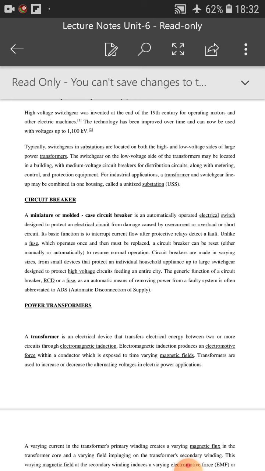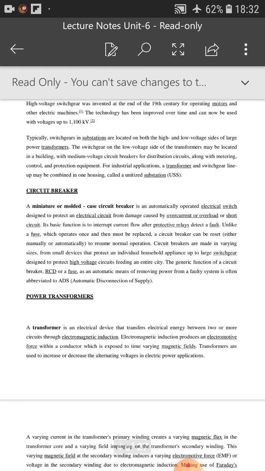Circuit breakers are made in varying sizes, from small devices that protect an individual household appliance up to large switchgear designed to protect high voltage circuits feeding an entire city. The generic function of a circuit breaker, RCD or fuse as an automatic means of removing power from a faulty system is often abbreviated to ADS, automatic disconnection of supply.